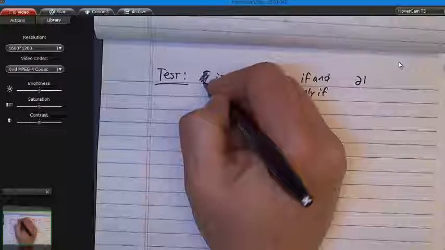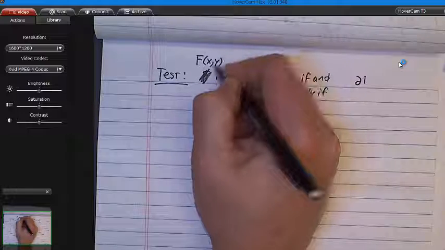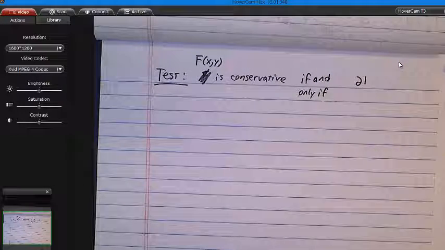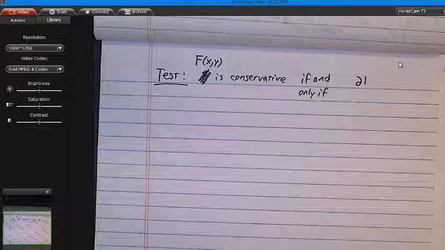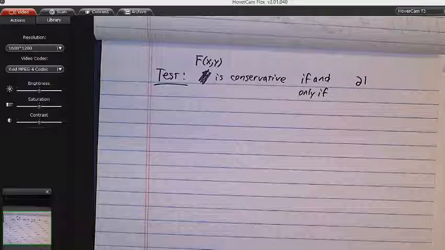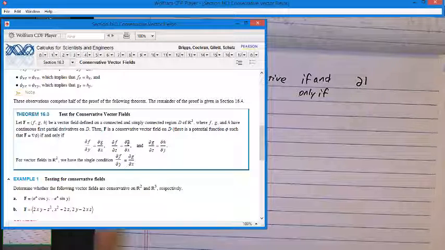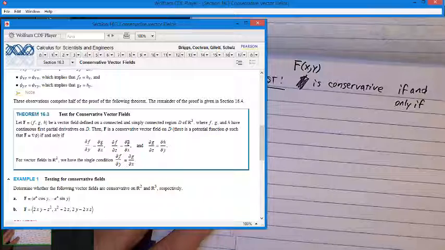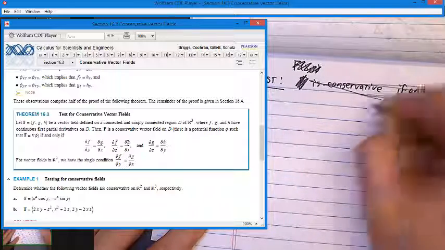I guess the problem is that I didn't tell you how many dimensions I'm in. Let's say we're in 2 dimensions. F of xy is conservative if and only if what? The partial of f. Instead of writing it this way, that's my problem. It's not okay. Try again.